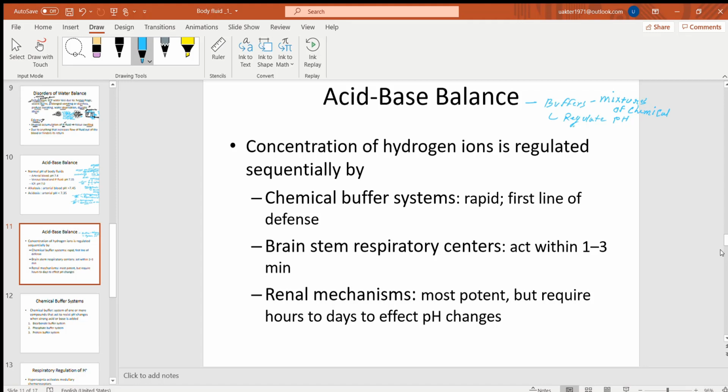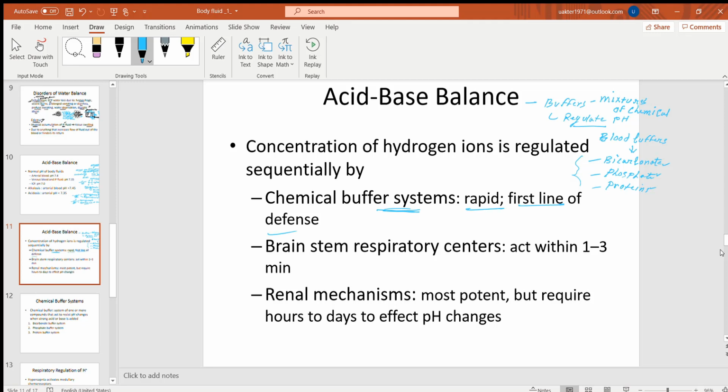The important buffers in your body are blood buffers. In your blood you have buffers. What are the important blood buffers? Bicarbonate buffer, phosphate buffer, and protein buffers. Those are the blood buffers. Okay, bicarbonate buffer, phosphate buffer, protein buffer, and they regulate the pH of the blood. And all these are chemicals, right? So chemical buffer system. And when the pH changes in the body, the chemical buffers will act first. First line of defense will quickly fix the pH. Okay.